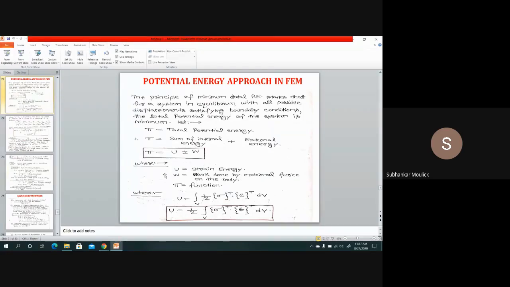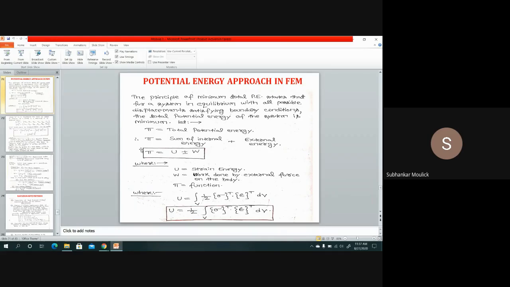And in the variational approach, I also told you that we write the governing differential equation in integral form, and then we try to minimize that integral equation by some methods. That is the variational approach. And in the variational approach, there is one method, that is the Rayleigh-Ritz method. And in the Rayleigh-Ritz method, I also told you that there is a small concept of potential energy approach in FEM. So in the last class, I told you about this potential energy approach.